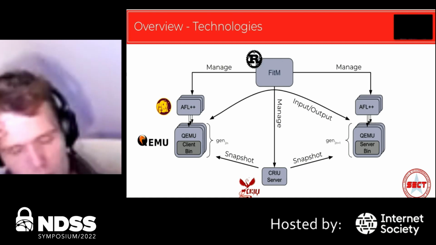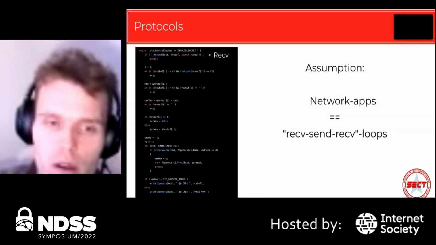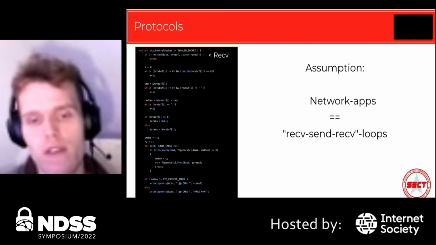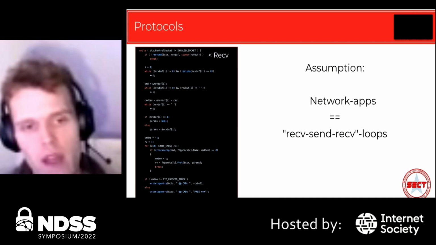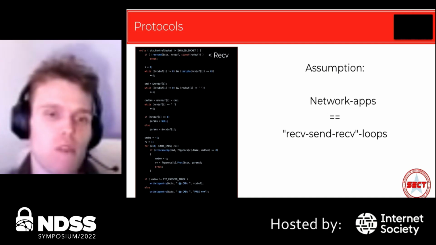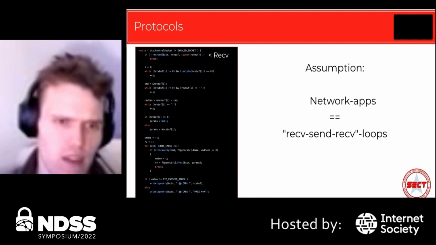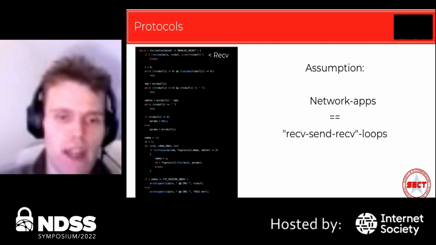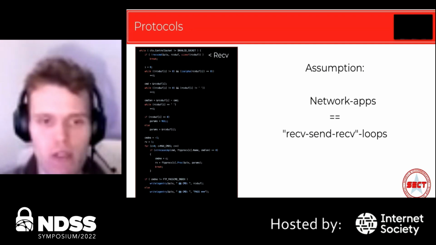So one assumption that we generally have with our tool is that network applications are essentially loops of receive, send, receive calls. And on the left-hand side, you have some piece of code from the FTP server implementation where you can essentially see that. So in a loop, the server will receive some command, then handle that command somehow, send out a response, and then wait for the next command.